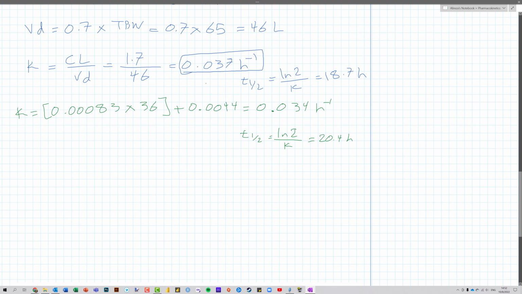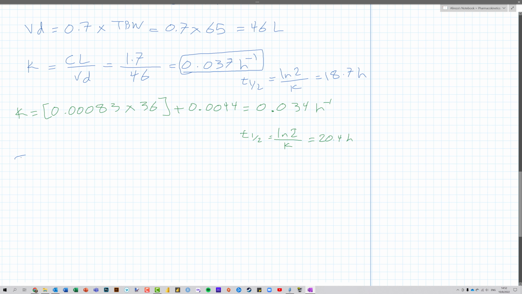At the end of the day, probably neither of them is the true K, because we are using population kinetics, so these are estimates from the population. The true K in this patient will not be known until we actually get levels from the patient and calculate the K. Right now we are just guessing. So let's continue guessing using population kinetics.